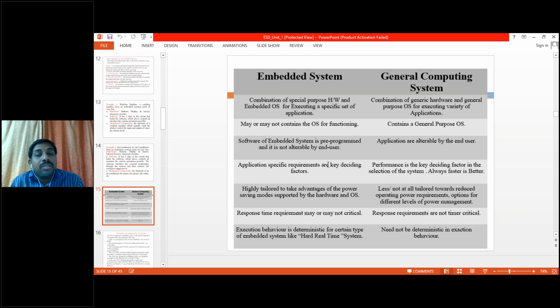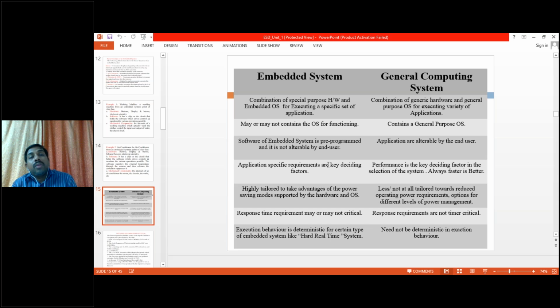In a similar way, general computing systems' response requirements are not time critical. The behavior of an embedded system is deterministic, and it is a hard real-time system, whereas the behavior of a general computing system is not deterministic. On your desktop computer, you use Turbo C and write a program. Today it generates some data, and tomorrow it may not be exactly the same every time. But the execution behavior of an embedded system must be deterministic.